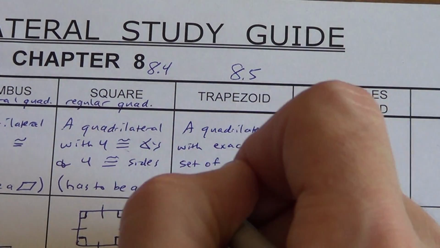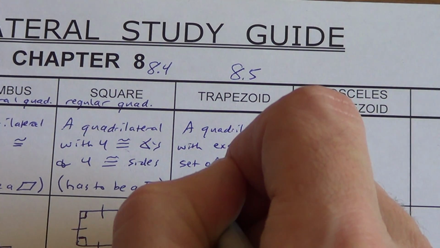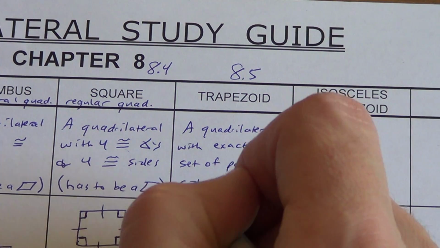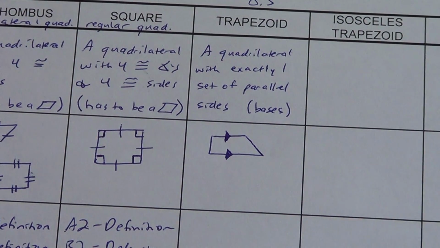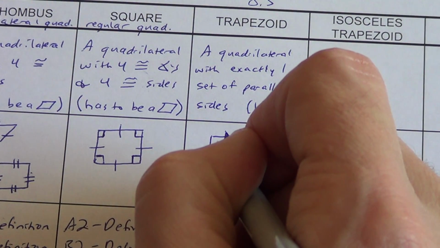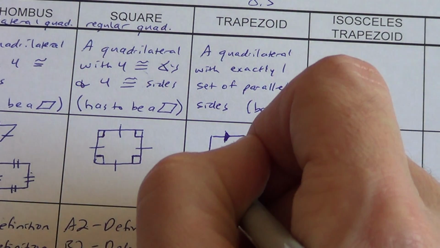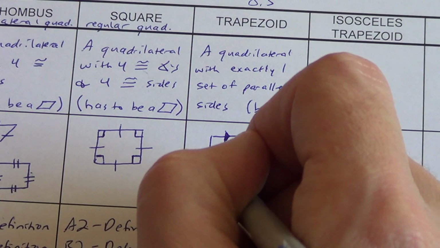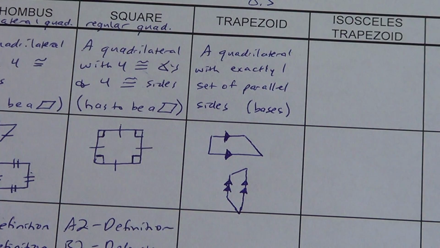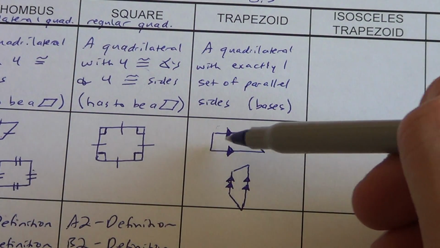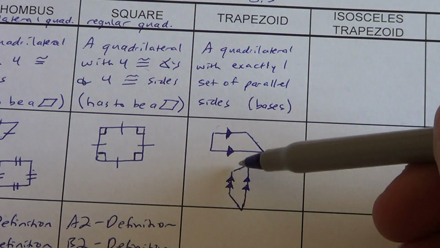Okay, so let's draw an example. So maybe something like this, where we have the top and bottom parallel. Okay, or it could be maybe something like this, where in this case it's the left and right that are parallel. Okay, so we could have either one. Now, you're not going to have this side and this side be parallel as well, because it says exactly one set. Or in this case, you're not going to have the top and the bottom be parallel.